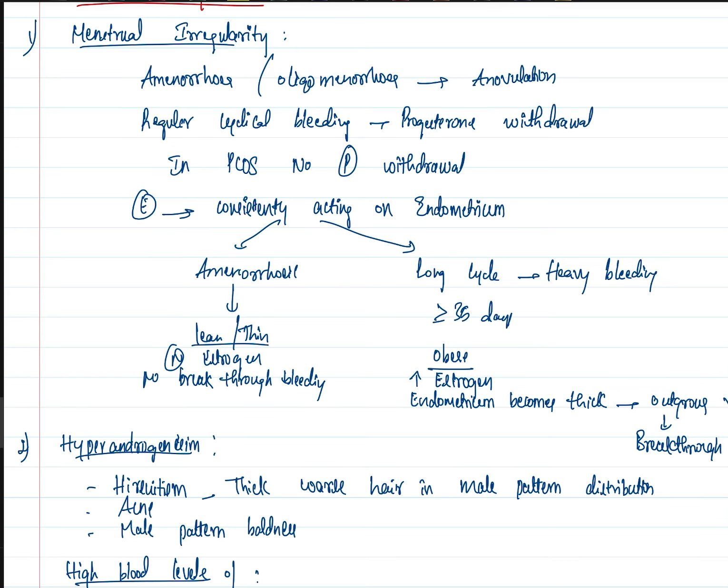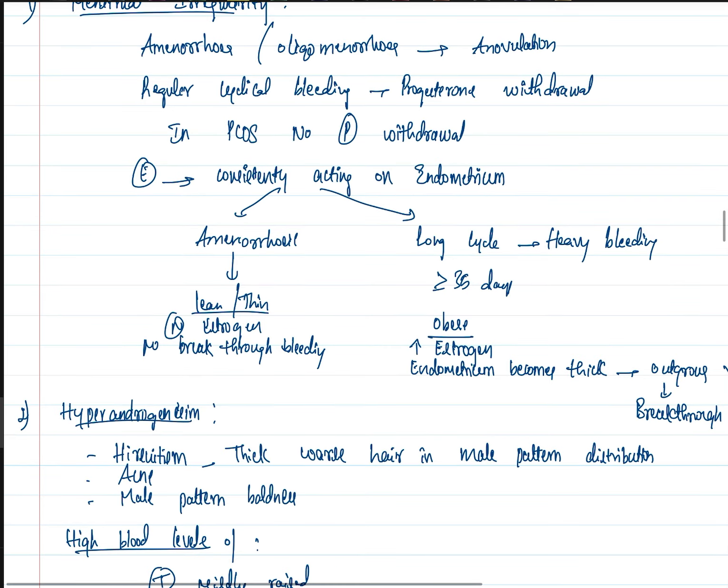But the thing is, we know estrogen is present in the body. Estrogen will be continuously acting on the endometrium, but there is no progesterone acting on the endometrium, because of which estrogen leads to hyperplasia of the endometrium. At one point, there will be breakthrough bleeding, which will be heavy bleeding. So, a long cycle followed by heavy bleeding is the clinical picture.